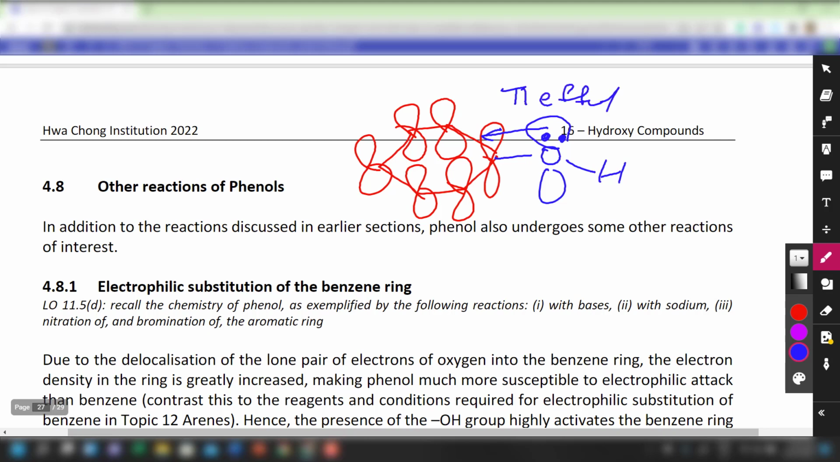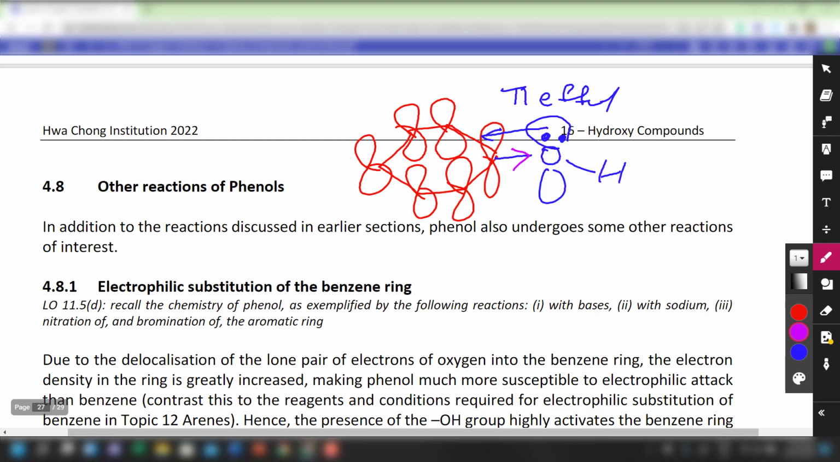So the partial delocalization of the lone pairs of electrons on oxygen into the phenol ring will increase the electron density in the benzene ring. So that makes it more susceptible to electrophilic substitution. However, oxygen is more electronegative than carbon.